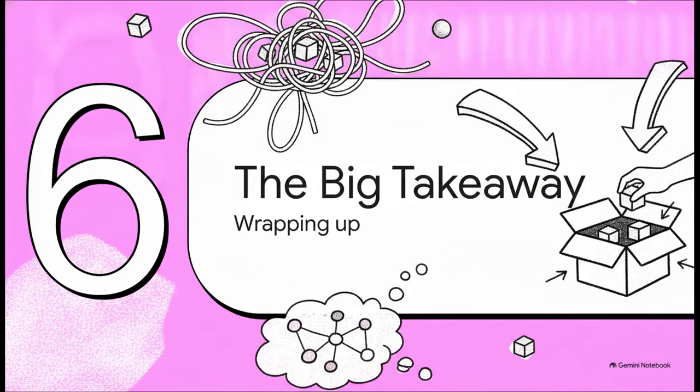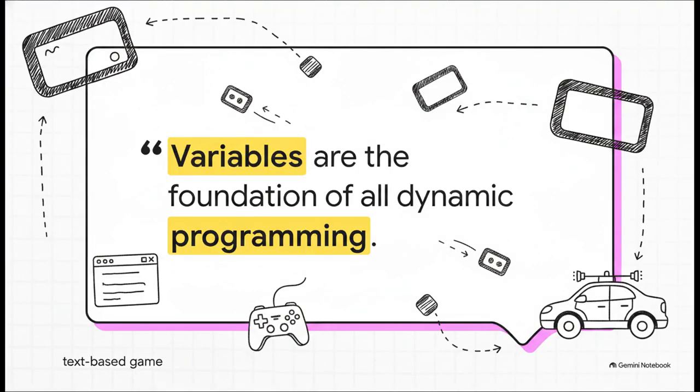And finally, section 6, the big takeaway. Let's wrap this up. As we bring this explainer to a close, here is the absolute most important thought for you to hold on to. Variables are the foundation of all dynamic programming, period. Whether you're building a simple text-based game for class today, or you're coding the AI for a self-driving car 10 years from now, these digital boxes are the essential building blocks for literally everything you will create in Python. You simply can't build great software without them.